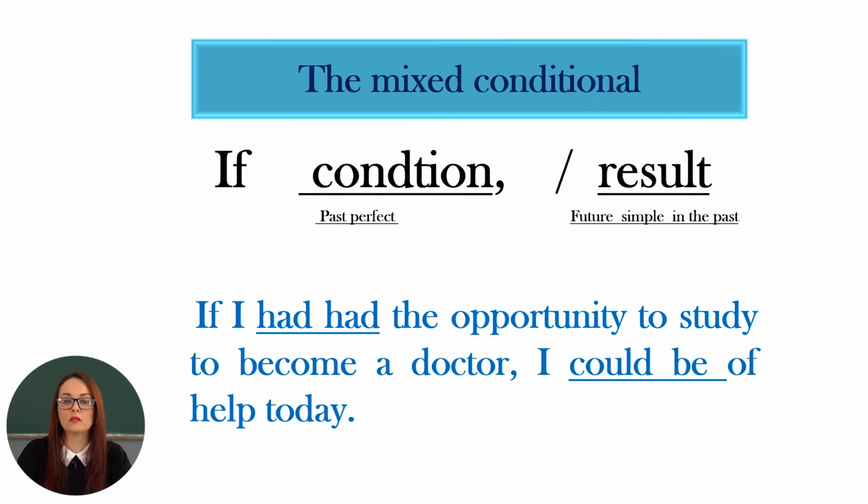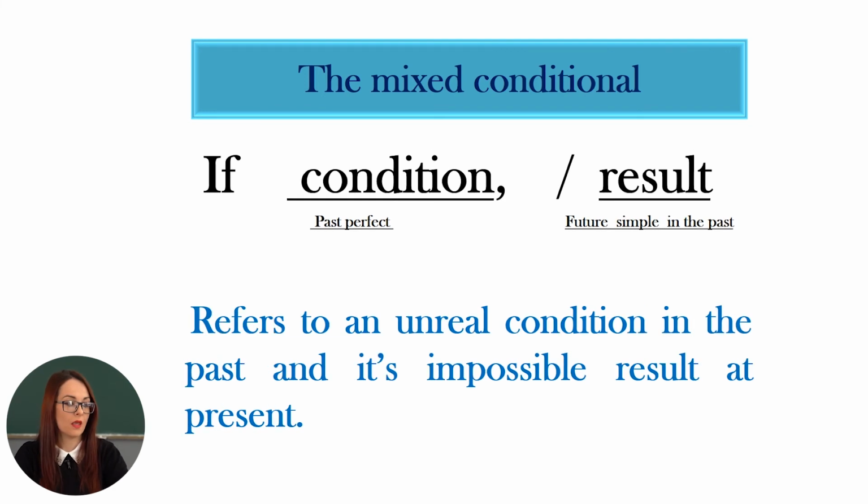The second mixed conditional has the conditional clause predicate in the past perfect and the result clause is at future simple in the past. You have the example, "If I had had the opportunity to study to become a doctor, I could be of help today." So the mixed conditional refers to an unreal condition in the past and its impossible result at present.